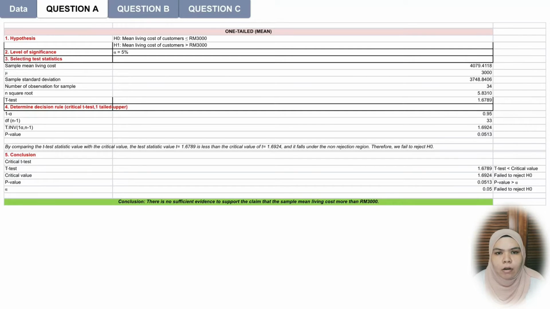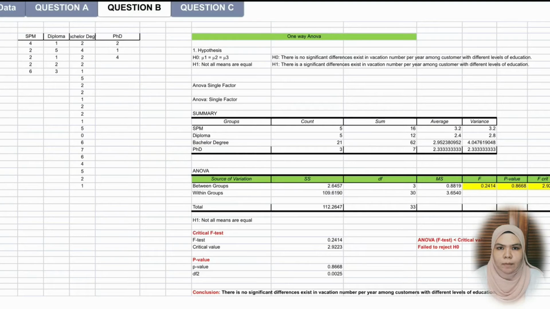For the overall conclusion, there is no sufficient evidence to support the claim that the sample mean living cost is more than 3,000 ringgit. So this is question number 2, question B, where the question is about one-way ANOVA. The null hypothesis stated that there is no significant difference in vacation number per year among customers with different levels of education, while the alternative hypothesis stated that there is a significant difference in vacation number per year among customers with different levels of education.